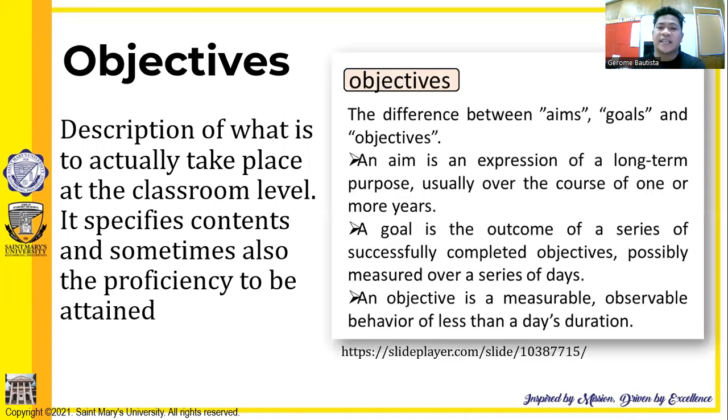So here is another figure sharing the differences among aim, goal, and we have objective. We focus on the objective because that is our main point for this lesson. According to this material here, an objective is a measurable, observable behavior of less than a day's duration.